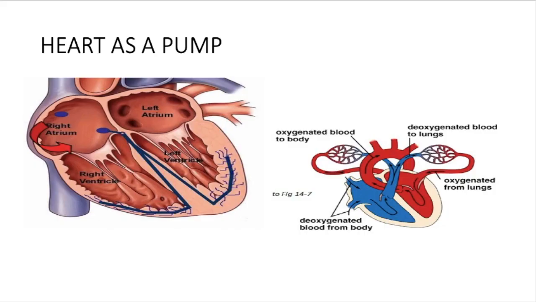The human heart is composed of two pumps. The right heart, which receives blood from the peripheral organs and pumps it through the lungs. And then there is the left heart, which receives oxygenated blood from the lungs and pumps it back to the peripheral organs.